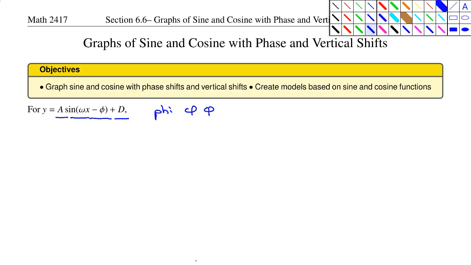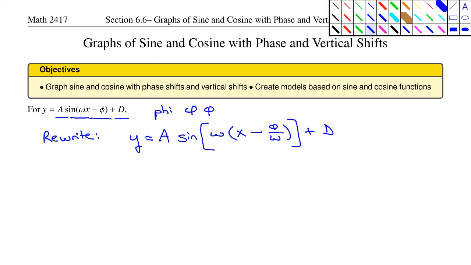And the key to working with these is to, first of all, rewrite the interior. So we're going to get y is equal to a times the sine of, and basically we want to factor out the omega. That's going to leave us with omega times x minus phi over omega, and then plus d on the end. And you can verify that if you redistribute the omega, you do get what was in the original equation. What this allows us to do is to see the pieces that we need to graph a sinusoid sort of in their different parts.